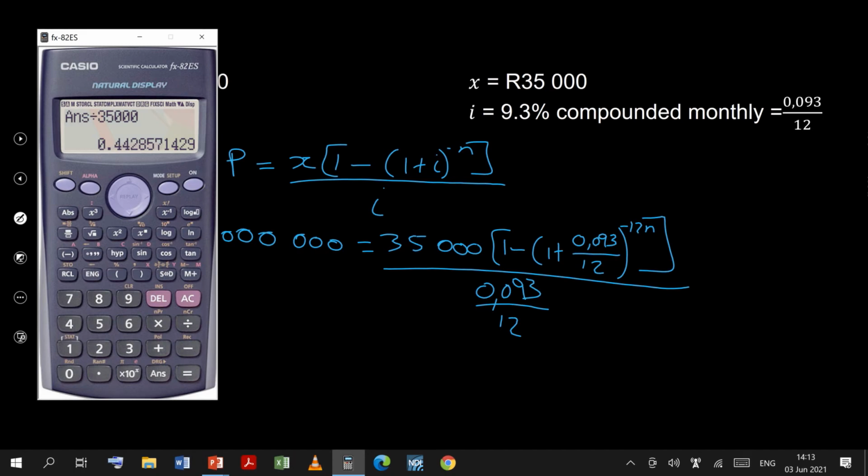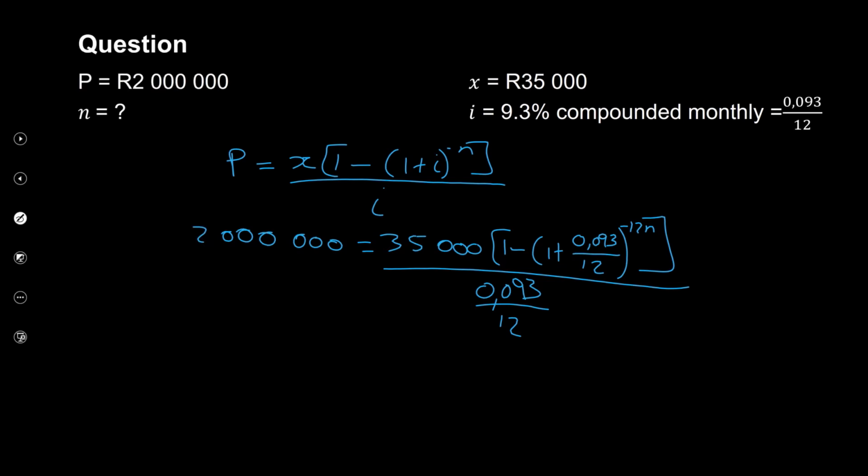And then I will have that much, and then with this much, I will then say 1 minus this answer, which will give me that. So this will be 39/70. So it means now I am left with 1 plus 0,093 over 12 to the exponent of minus 12, N is equal to, I think it was 39/70. But I will just verify for you now. Yes, 39/70.